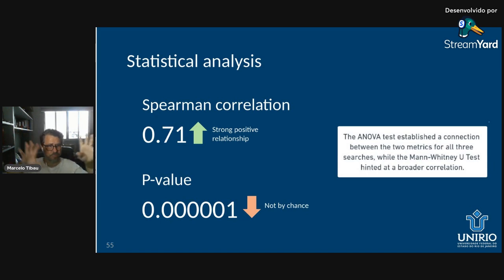I divided the data based on the three tasks and compared the metrics on each of the three tasks, and established a connection between the two metrics. And also the Mann-Whitney U test was applied to check if one metric was relatable to the other one, and it showed a broader relationship.